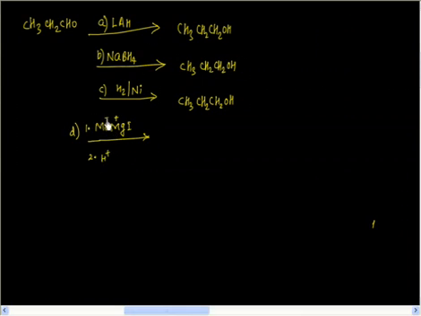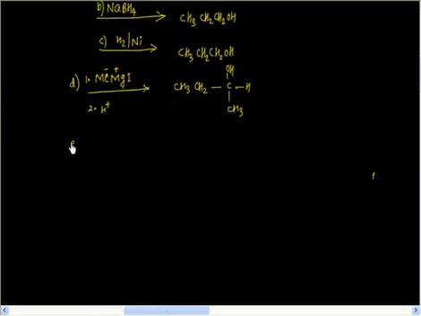So this is a Grignard reagent reaction. This minus will attack on this carbon. So you will have finally an alcohol, CH3CH2, and if you do hydrolysis in the next step, O minus will be converted into OH. Now let us discuss E part.